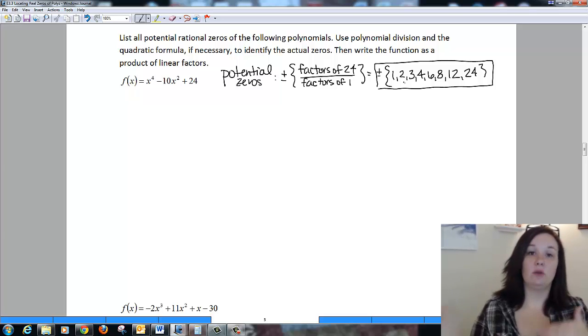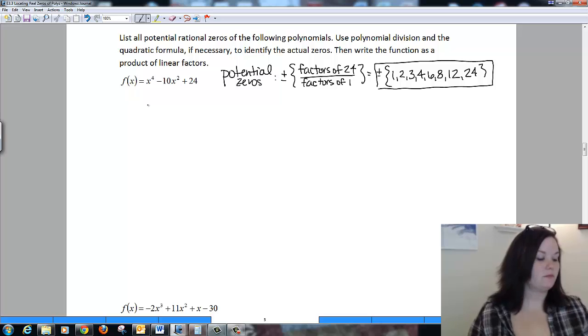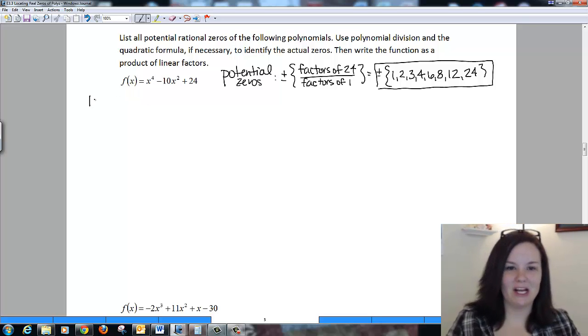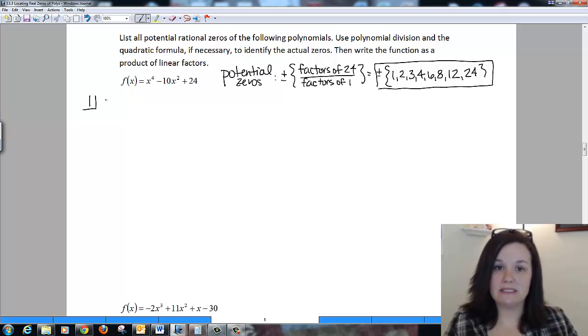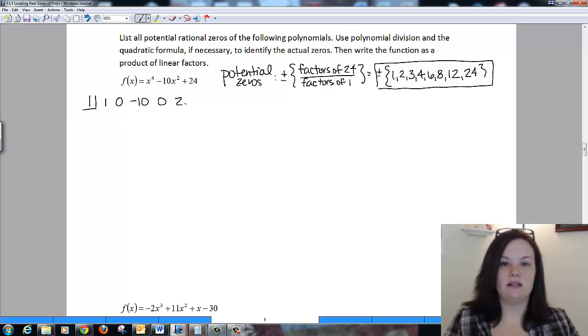And now I want to start plugging them in using synthetic division until I find one that works. So I'm going to start with positive 1. Why not? So I put positive 1 in my box and I write out my coefficients. Now notice I'm missing an x cubed and an x term, so make sure you put zeros in. So I have 1, 0, negative 10, 0, 24.